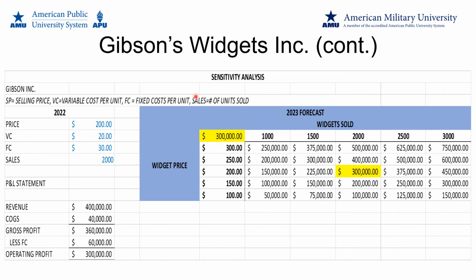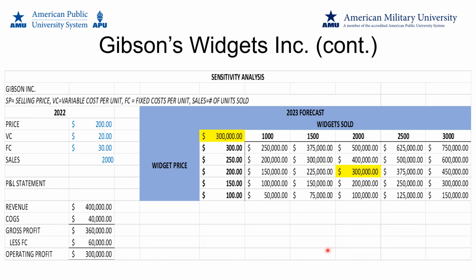The table here represents changes to the number of widgets sold across the horizontal and fluctuations in the price along the vertical. The ensuing results within the table do represent operational profit, as cost of goods sold and fixed costs have already been factored in. As we can see, center mass is what Gibson's is currently enjoying at an operational profit of $300,000.